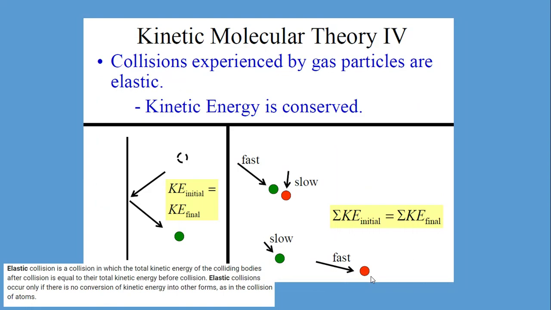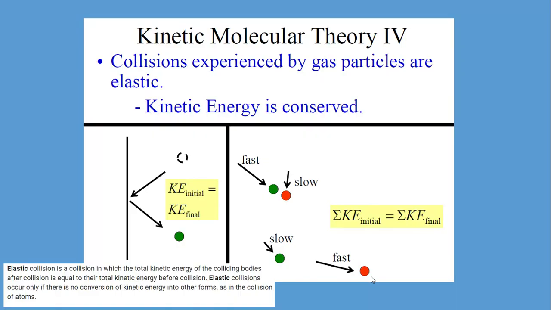But elastic collisions can only occur if there's no conversion of kinetic energy into other forms, as in the collision of atoms. So if it's just hitting the side of something, fine. Now if that kinetic energy gets transferred to another atom, then there's still the same amount of kinetic energy total, but not within that particular one. So if you look at the diagram here, we've got kinetic energy. If a gas hits the wall of a container, it's going to hit the wall with the same kinetic energy that it leaves the wall.